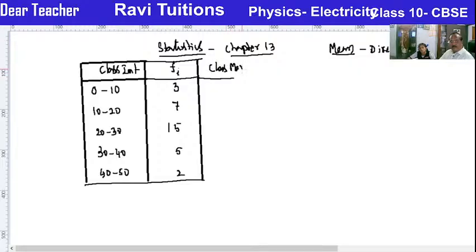Average mark we will put it. So what will be average mark? 0 plus 10 by 2. So 5. That means the middle value. This class mark is also called middle value.